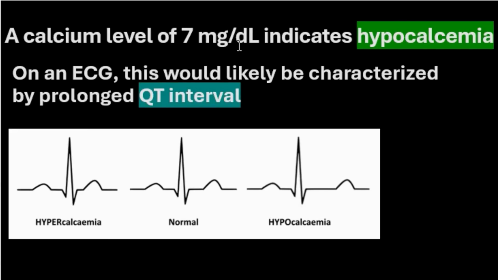A calcium level of 7 mg per dl indicates hypocalcemia. On an ECG, this would likely be characterized by a prolonged QT interval. You can see this is hypercalcemia, this is normal, and this is hypocalcemia with prolonged QT interval. So prolonged QT interval is the characteristic of hypocalcemia. Here you need to know two things. First, you have to know the normal levels, so only then you can identify the hypocalcemia. Then you have to identify the specific feature related to hypocalcemia, hypercalcemia, hypokalemia, hyperkalemia, etc.